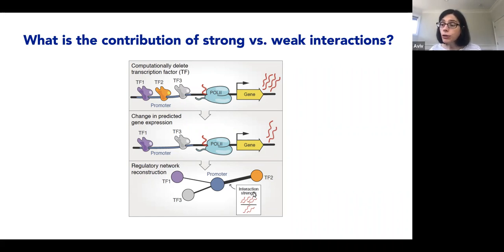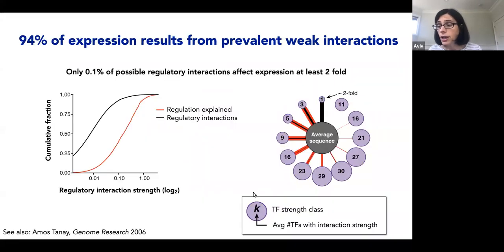For this, we ran a computational experiment. We computationally deleted each transcription factor, and we asked what is the impact on the expression from each native yeast promoter sequence, and we called this the interaction strength. And it turns out that only 0.1% of possible regulatory interactions are predicted to alter expression by more than 2-fold. These rare strong regulatory interactions do explain a disproportionate amount of expression, but at the end of the day, 94% of expression is attributed to the much more prevalent weak, meaning less than 2-fold change, regulatory interactions.